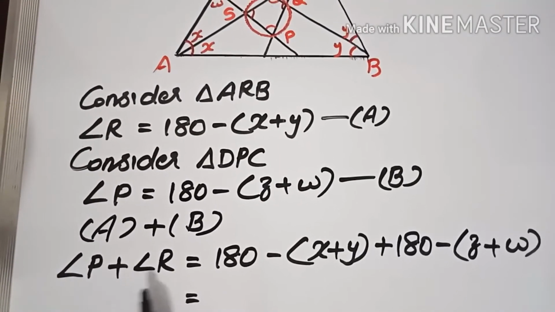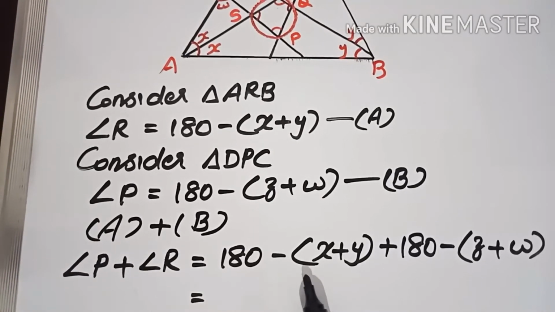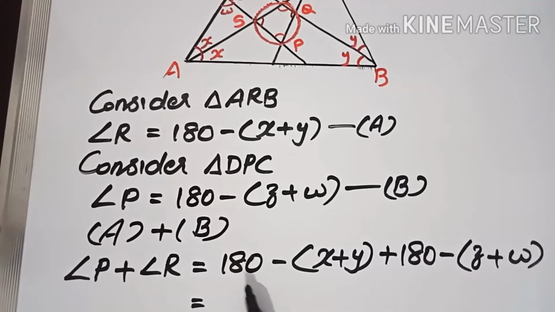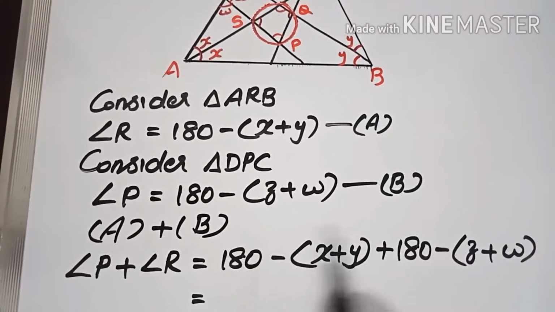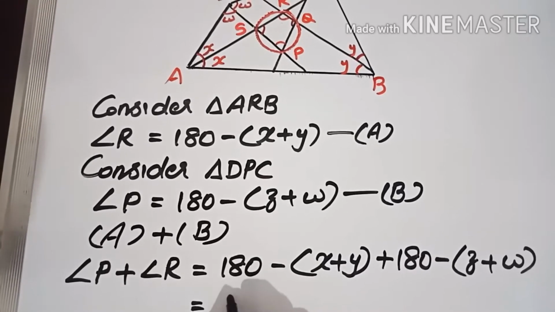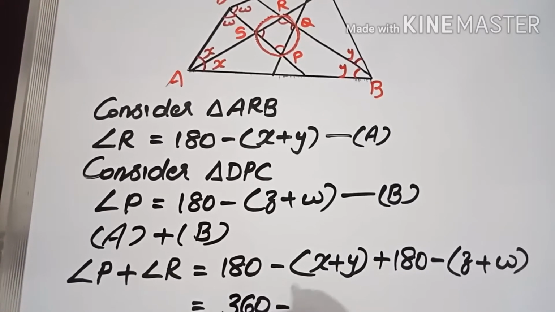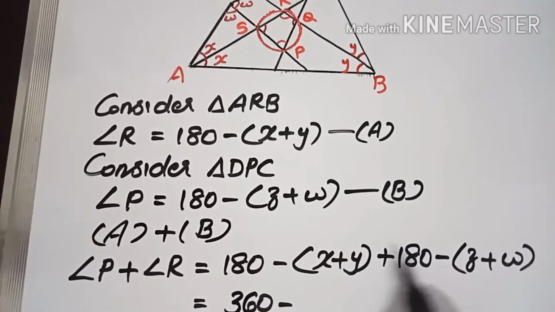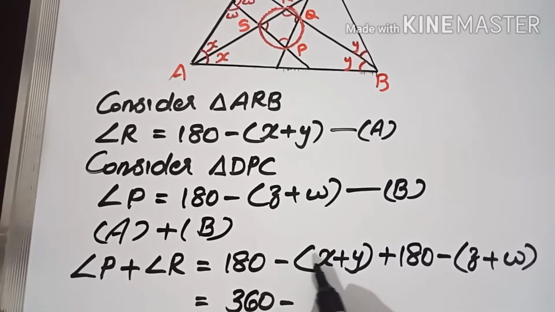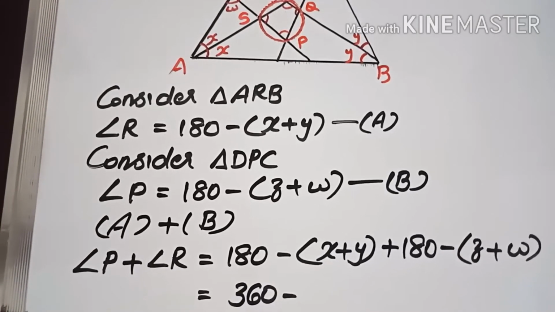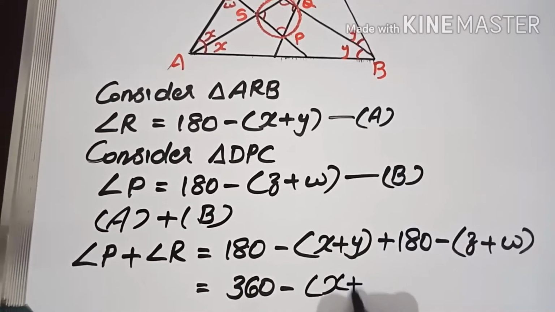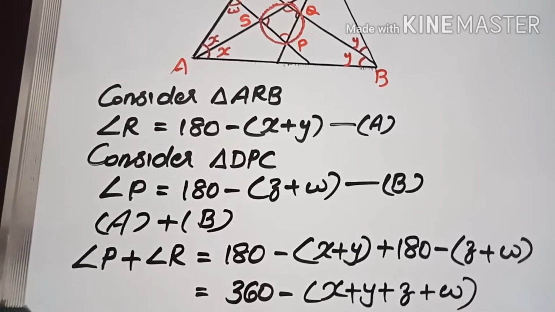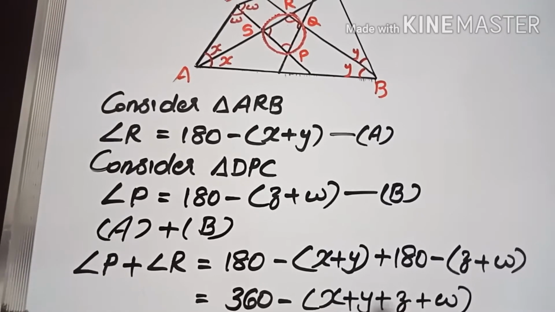So angle P plus angle R equal to 180 minus (x plus y) plus 180 minus (z plus w). Now here 180, here also 180, both are positive. So 180 plus 180, answer will be 360 minus, here x plus y, here z plus w. Both are the same sign, that is minus. That means we need to add all this and put the same sign. That is x plus y plus z plus w. Now 360 minus this one.